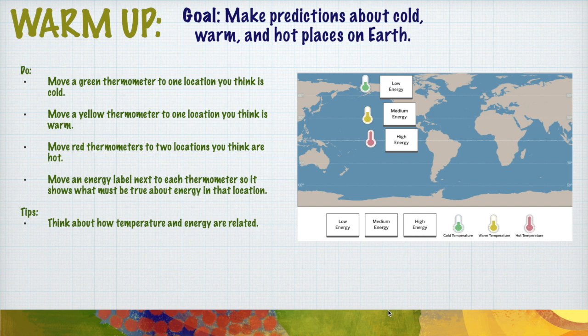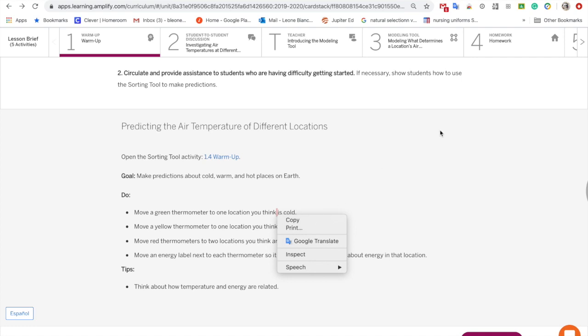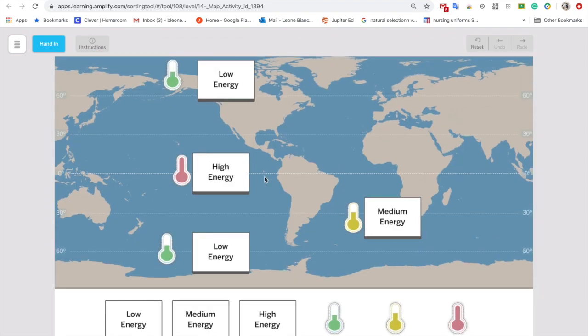I'm going to actually exit out of this and go into the Amplify website, which is where you should have ended up when you clicked on the link. And we're going to go to the 1.4 warm-up. Again, we are trying to indicate where we think hot, cold, and warm are going to be.